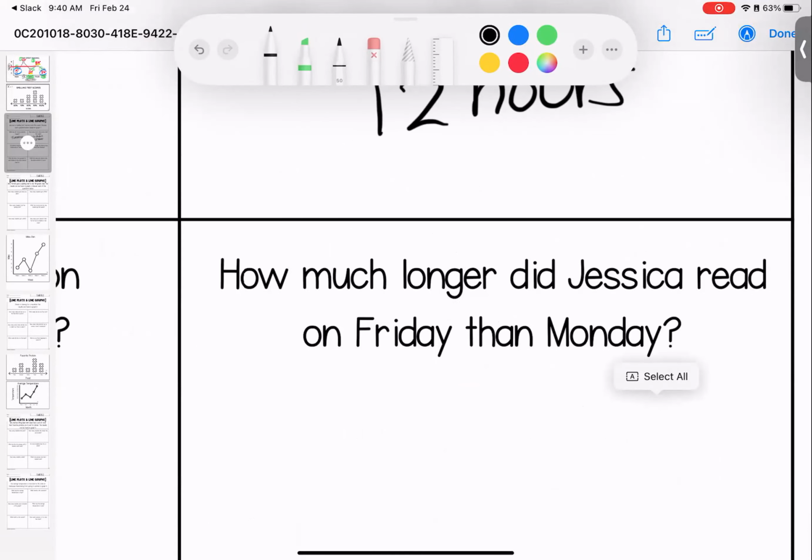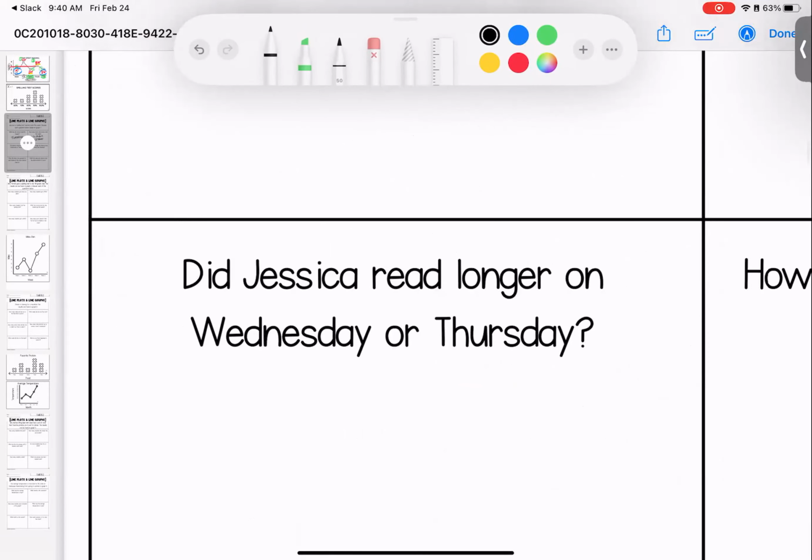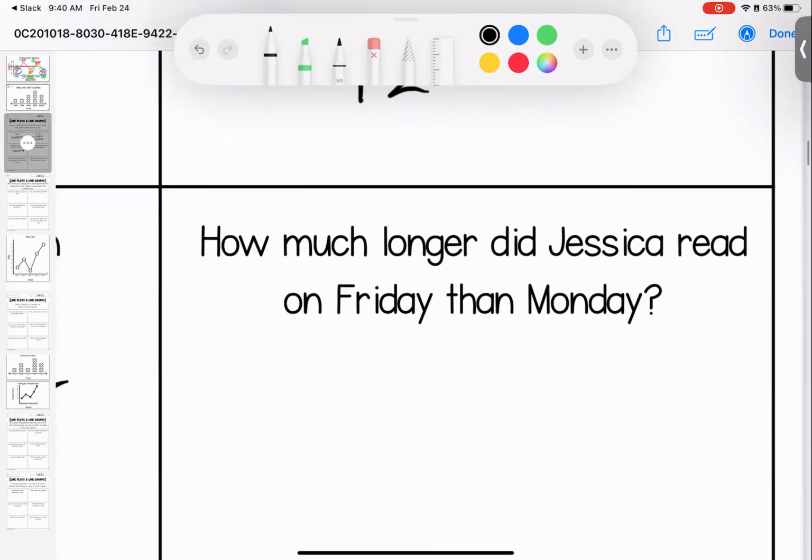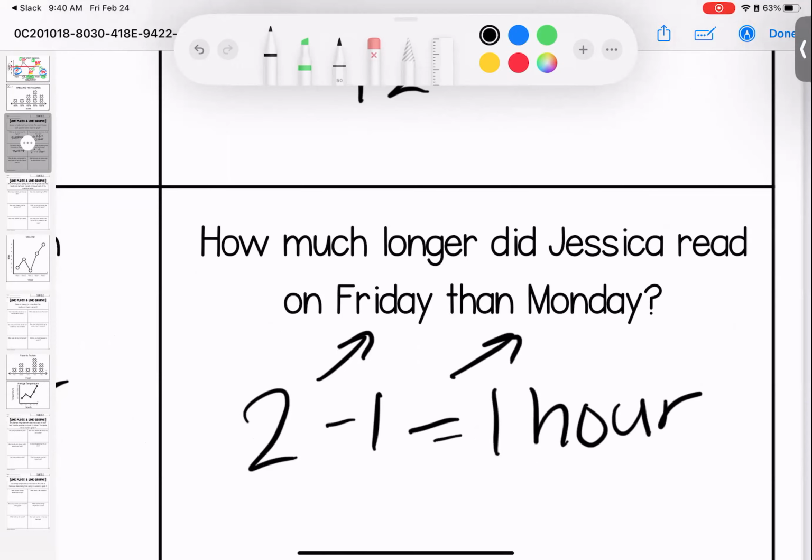For our next question, it said, which day did she read longer on, Wednesday or Thursday? It was Thursday by 1 hour. How much longer did Jessica read on Friday than Monday? Friday was 2 hours. Monday was 1 hour. So it was a total of 1 hour.